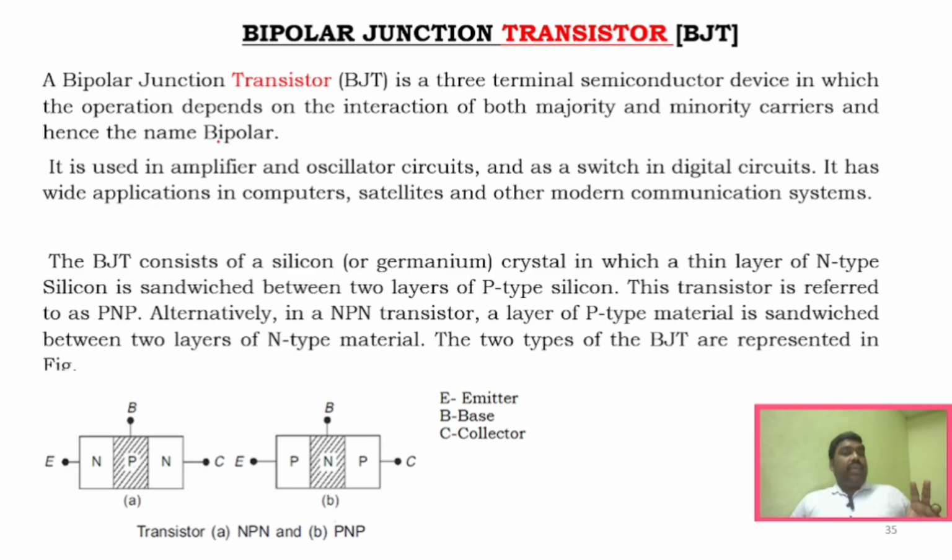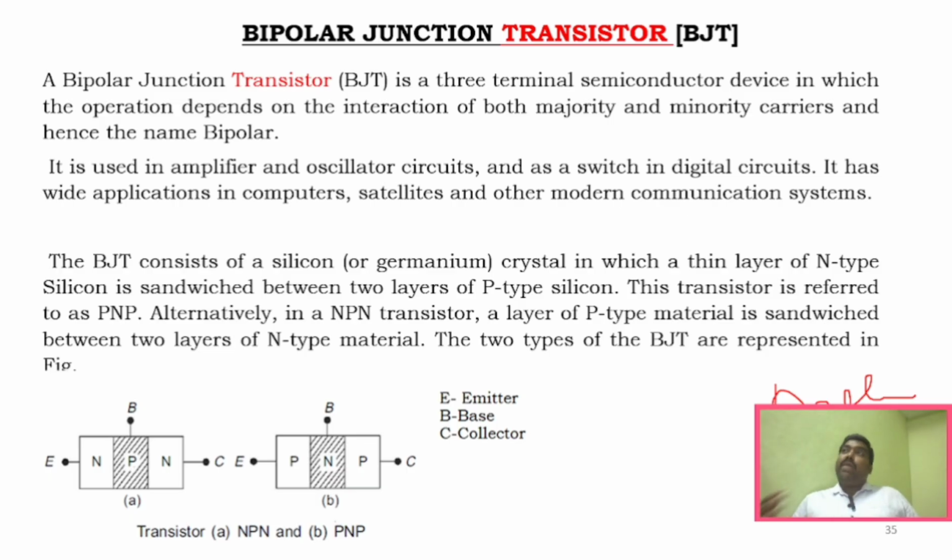To start with, you ought to first understand what is a transistor. A transistor is a semiconductor device. It can be an electronic device which can be used as an amplifier, as an oscillator, or it can be used as a switch. And you have different types of transistors, and here we are seeing BJT, bipolar junction transistor.